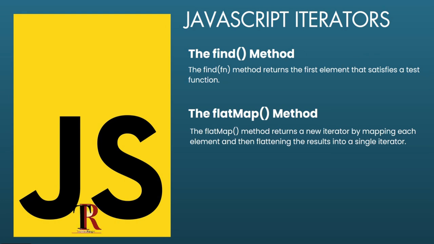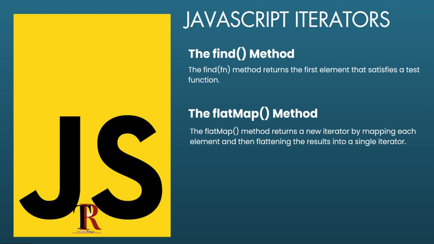In the previous lesson, we talked about the find method, and we were able to see that the find method returns the first element that satisfies the test function, and it accepts a function as an argument to verify a condition that needs to be satisfied before it will return the first element that satisfies such function.